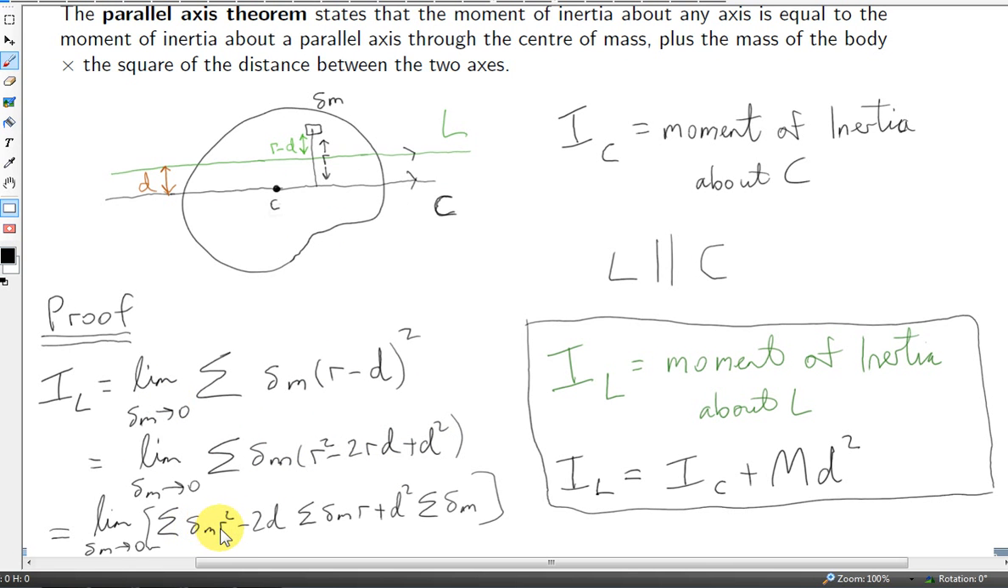Here we have the sum of delta m times r squared. Well, that's just the moment of inertia of the mass element delta m about axis C. It's a distance r from C. So, when we take the sum of all those mass elements and take this limit, this term here is just I_C.